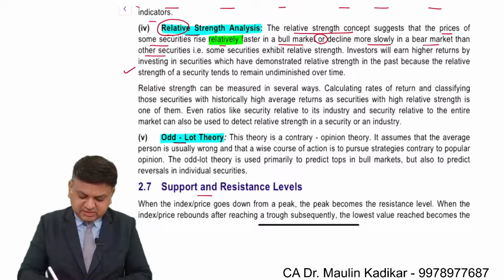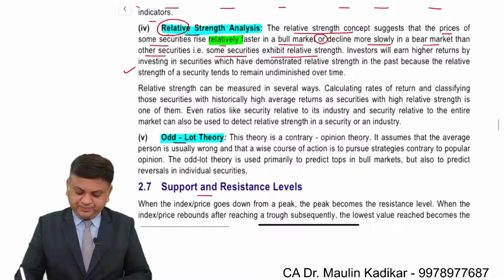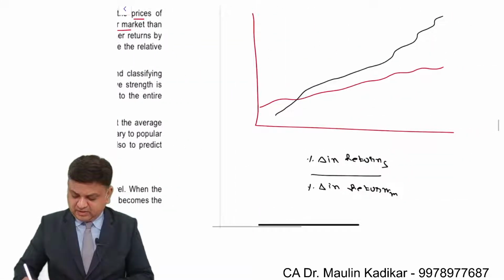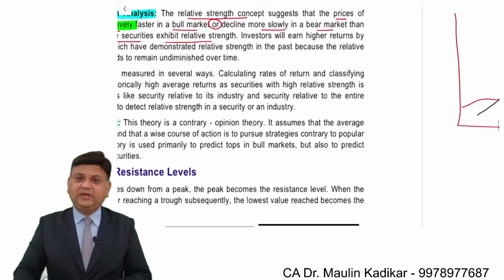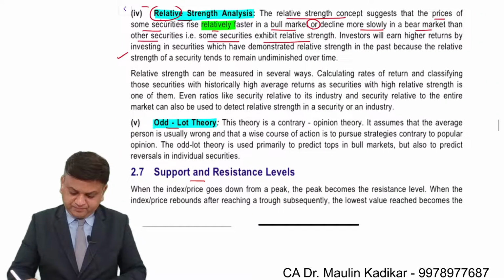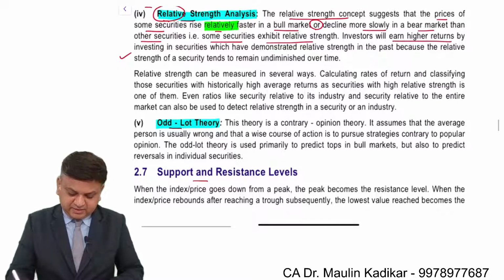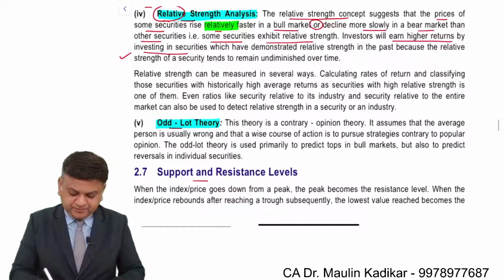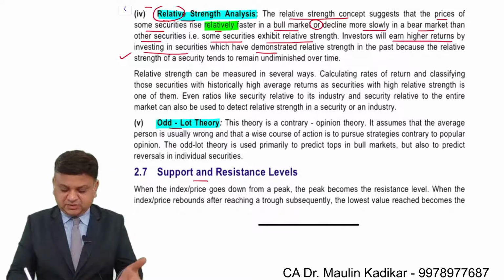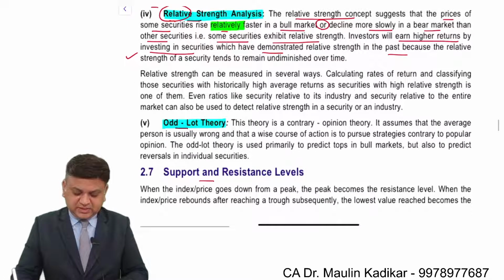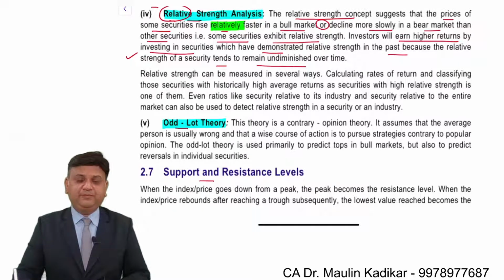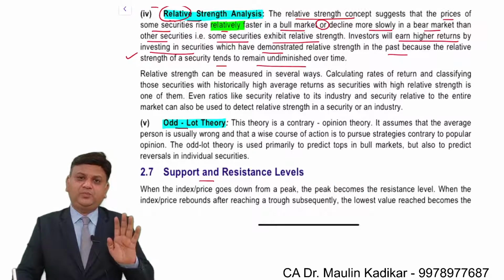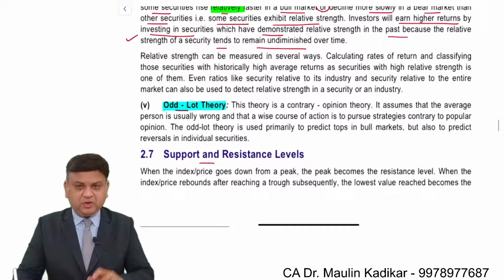Some securities exhibit relative strength. As far as this percentage change in the return on the market portfolio is concerned, it may be of any indices also. Investors will earn higher returns by investing in securities which have demonstrated relative strength in the past, because the relative strength of a security tends to remain undiminished over time. So it is usually outperforming the market or maybe a sector.